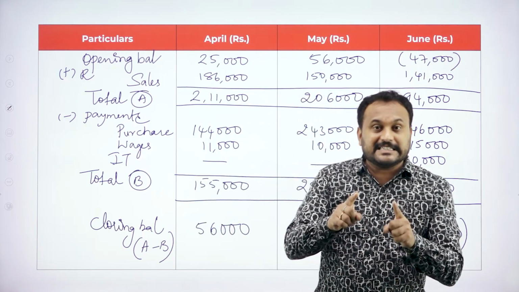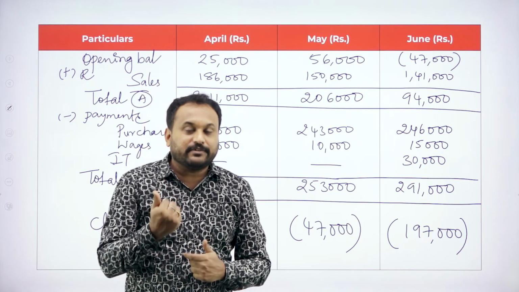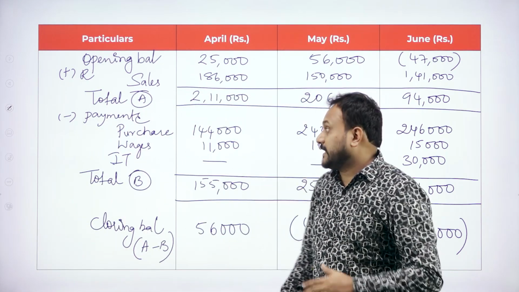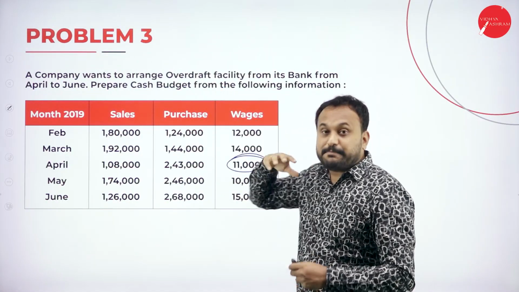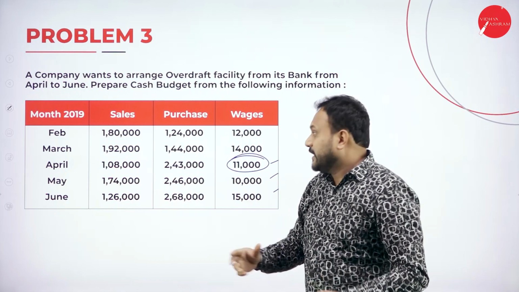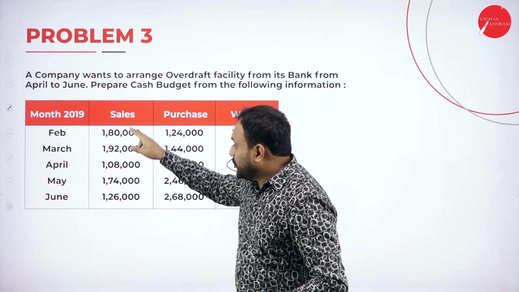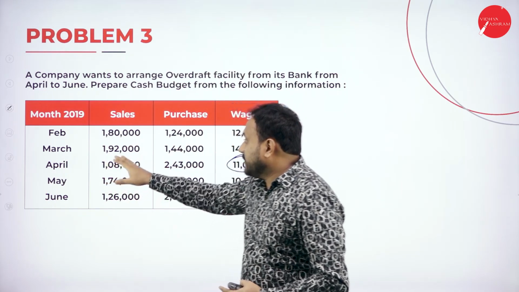So that is the reason we are supposed to prepare a cash budget, to know in which month we'll have money, in which month we don't have money at all. See here in the question only they say a company wants to arrange overdraft. The company itself wants to arrange overdraft. Here only we'll get to know, sales is this much. See, nothing is going beyond 1,92,000. This is the upper limit here.